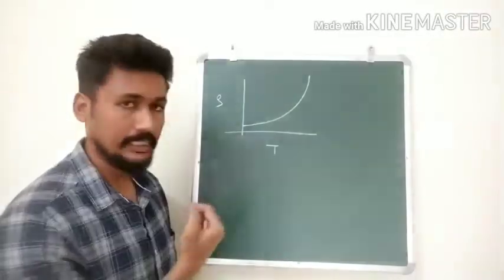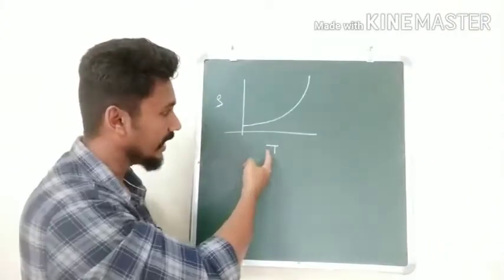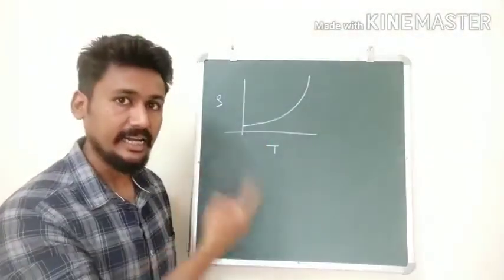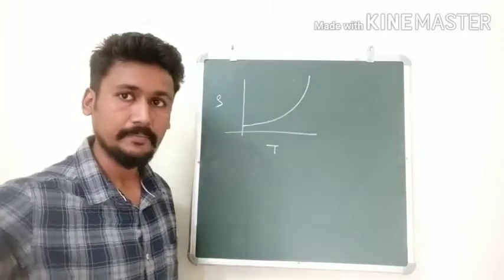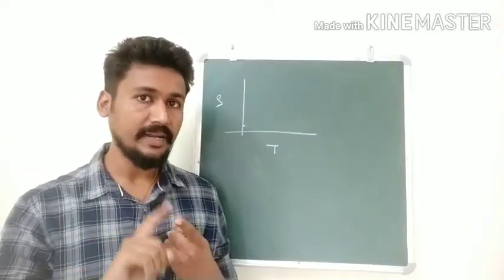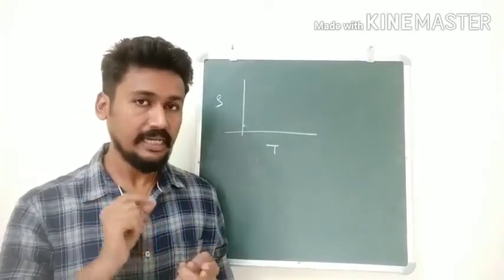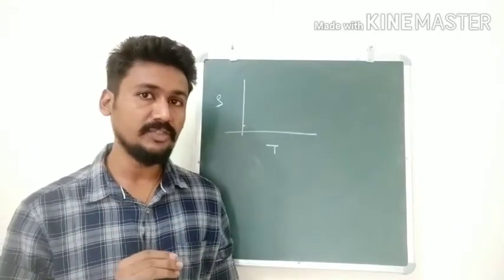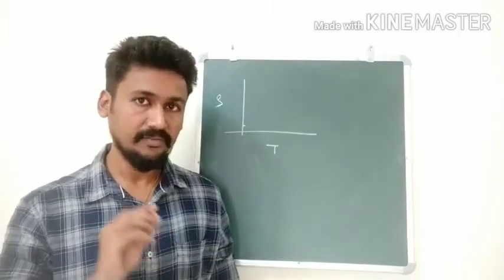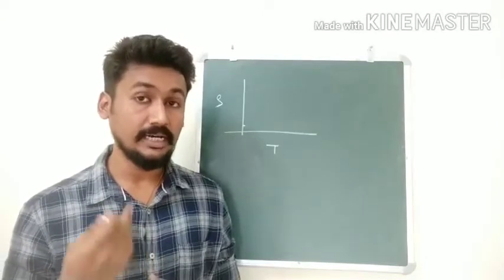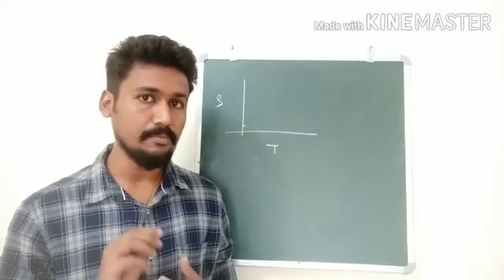So for these kinds of conductors, we will see that as the temperature is increasing, the resistivity is also increasing. So for conductors, as the temperature rises, the resistivity also rises. But there are some materials called semiconductors, which we will be discussing in more detail in later chapters.